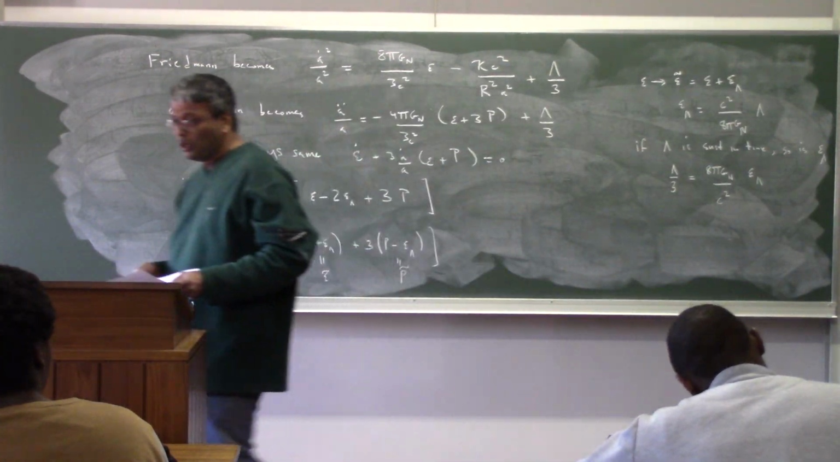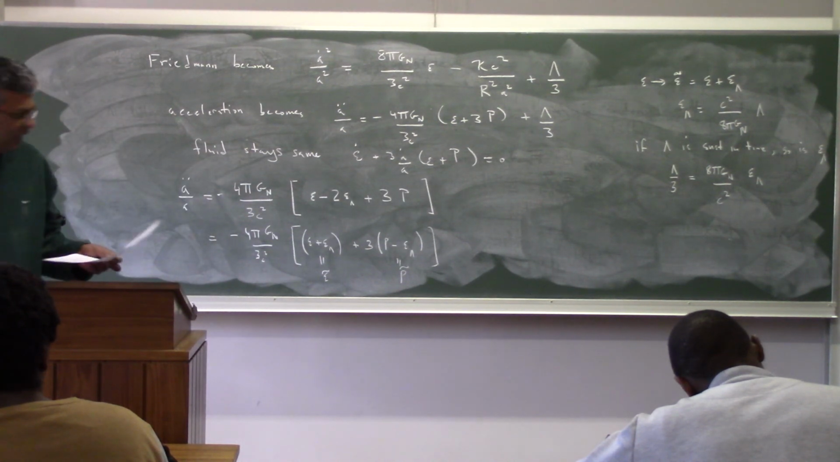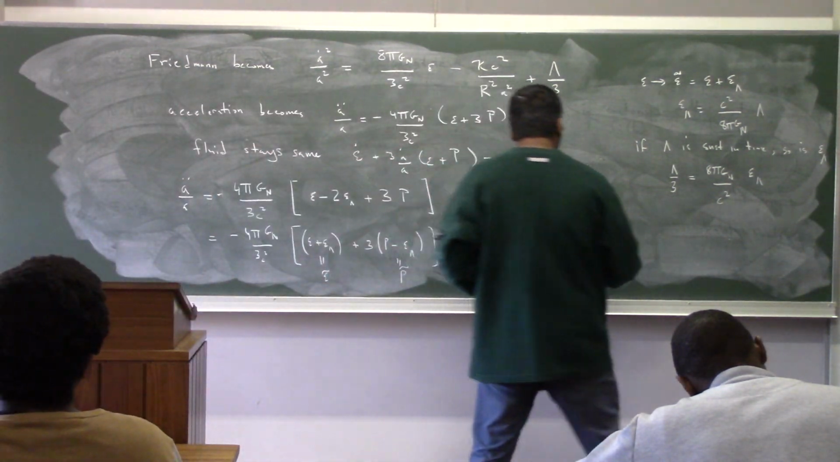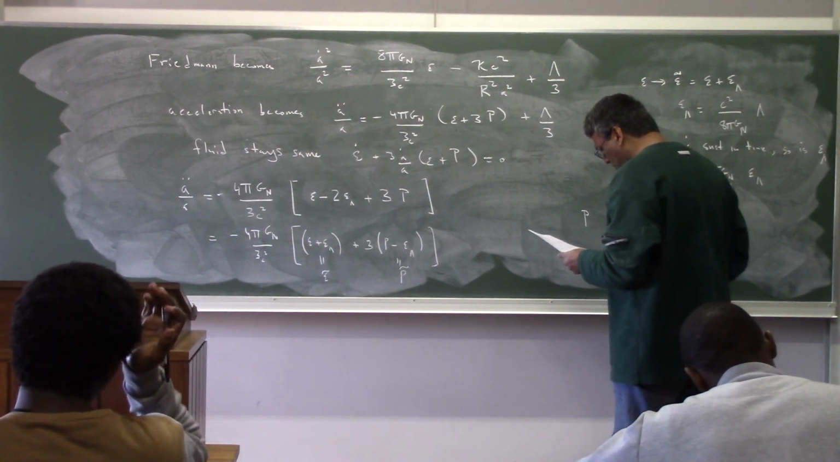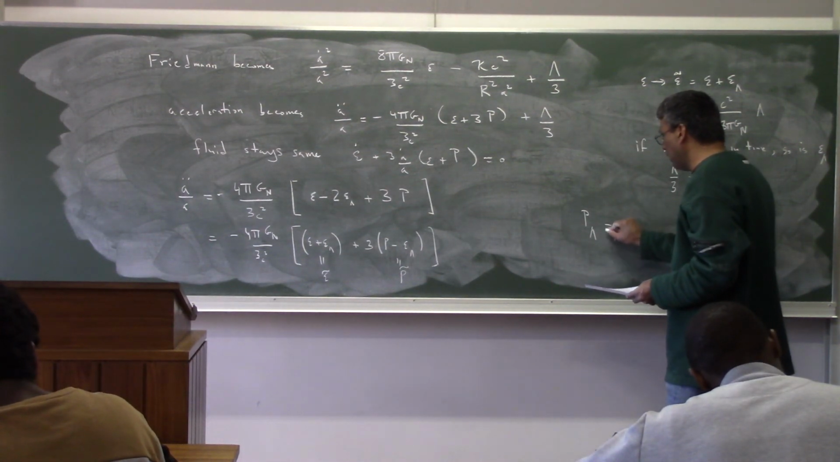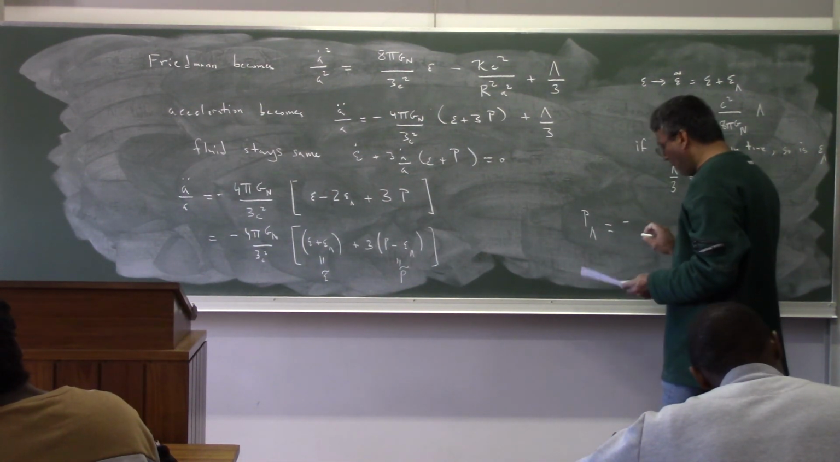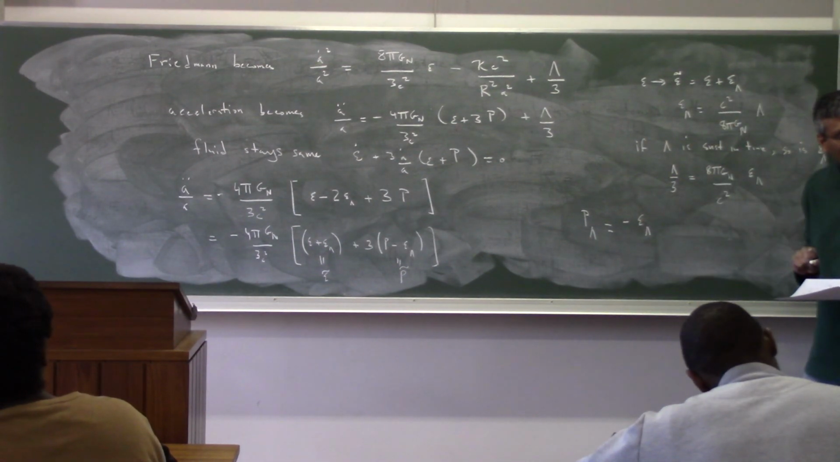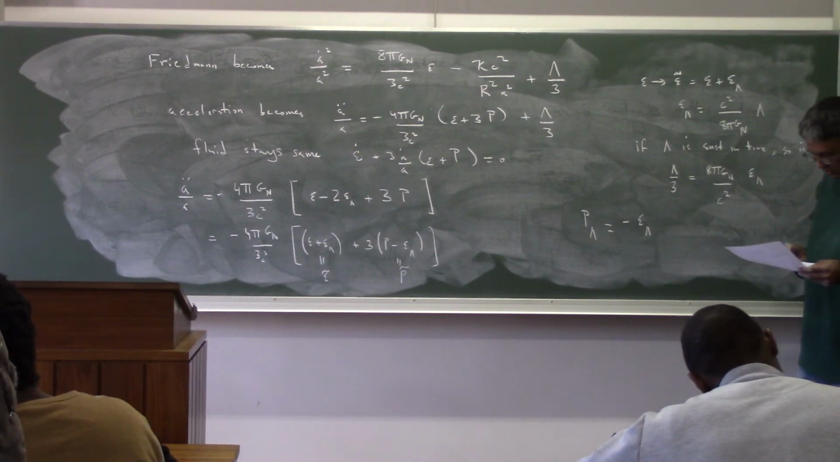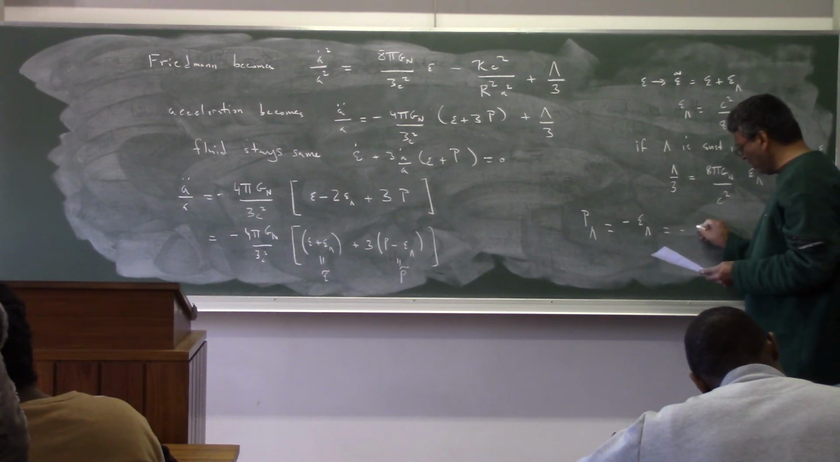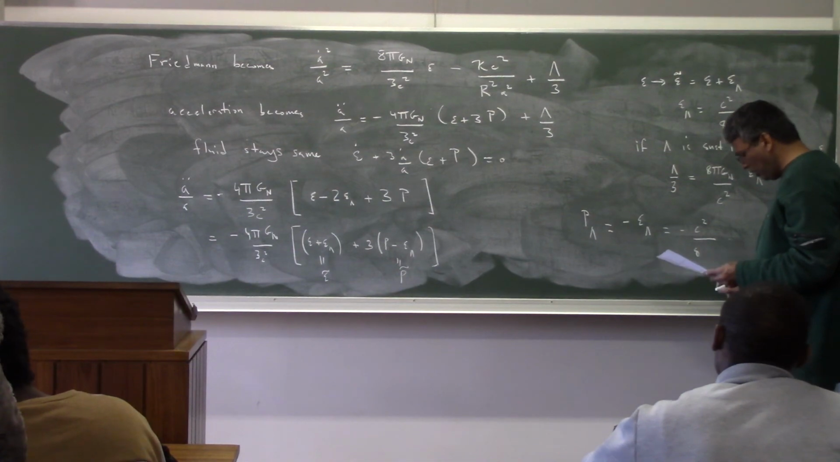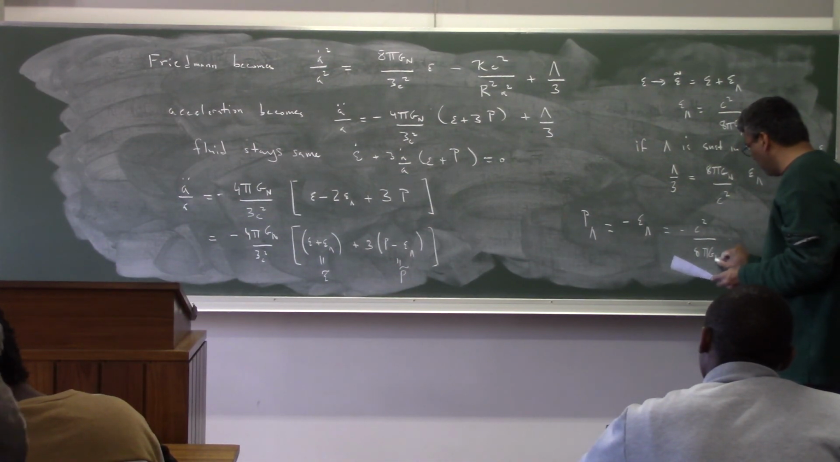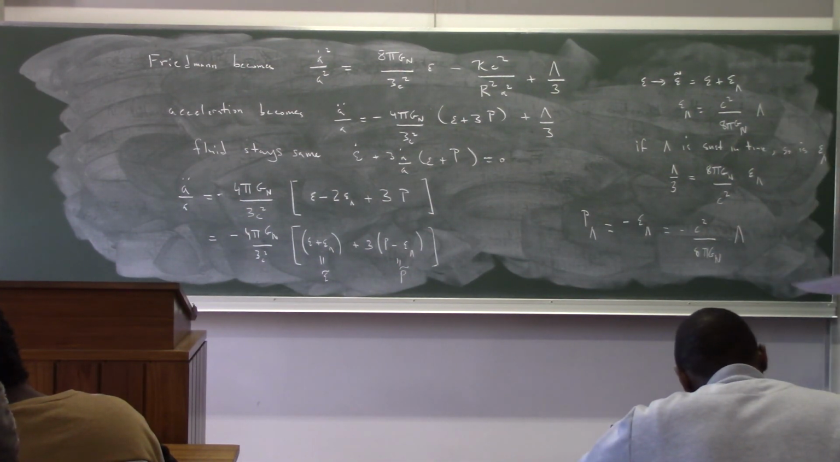So what this is telling us is that the pressure you associate to the cosmological constant is minus the energy density associated with the cosmological constant. So this is minus c squared over 8 pi G Newton times lambda.